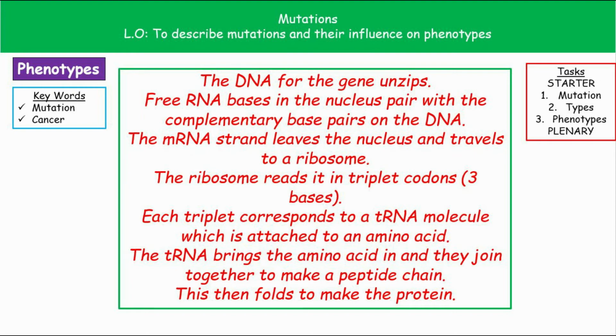So you get your first mark if you said the DNA for the gene unzips. Second mark, 3 RNA bases in the nucleus pair with the complementary base pairs on the DNA. Third mark for saying the mRNA strand leaves the nucleus and travels to a ribosome. Fourth mark, the ribosome reads it in triplet codons, or sequences of 3 bases. Next mark is for saying that each triplet corresponds to a tRNA molecule which is attached to an amino acid. Next mark is for saying the tRNA brings the amino acid in and they join together to make a peptide chain. And the final mark for saying that it then folds to make the protein.